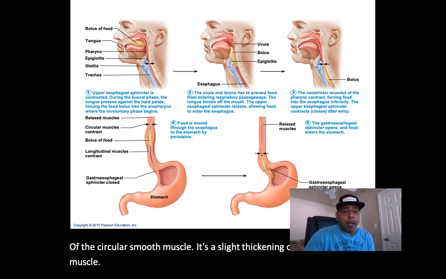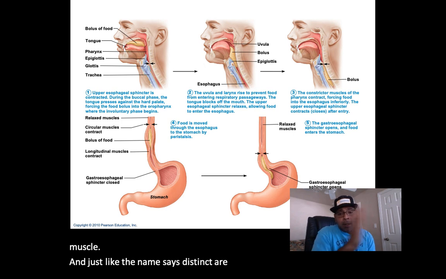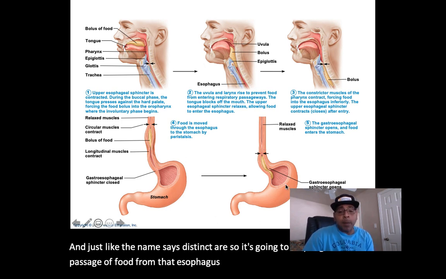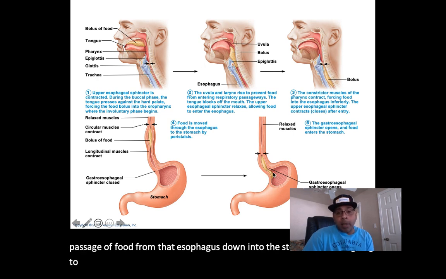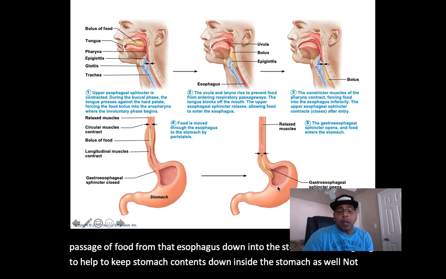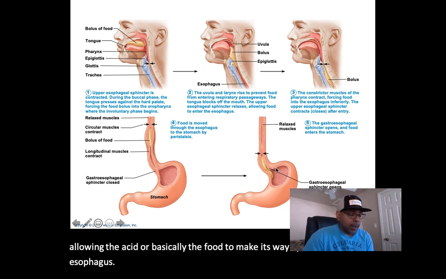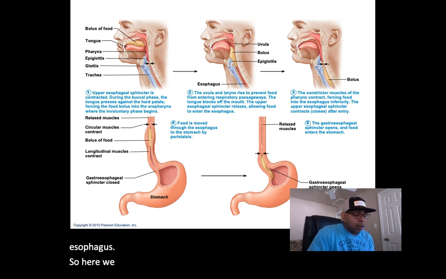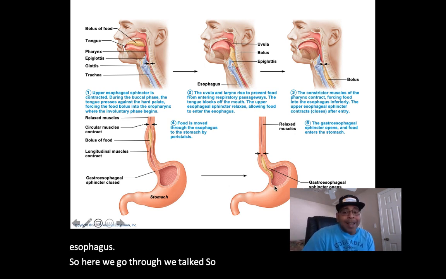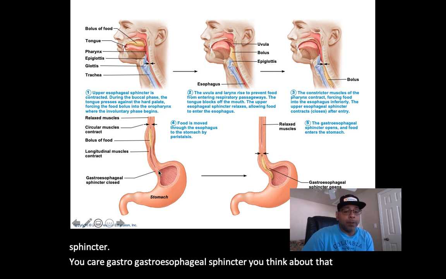And just like the name says, it's a sphincter. So it's going to help regulate the passage of food from that esophagus down into the stomach. And it's going to help to keep stomach contents down inside the stomach as well, not allowing the acid or basically the food to make its way up into the esophagus. So cardiac sphincter or gastroesophageal sphincter, okay, think about that, gastroesophageal, stomach and esophagus, you've got right inside the middle.